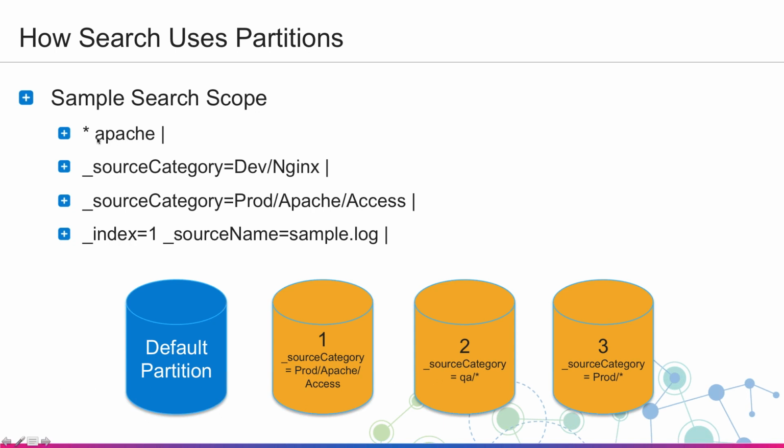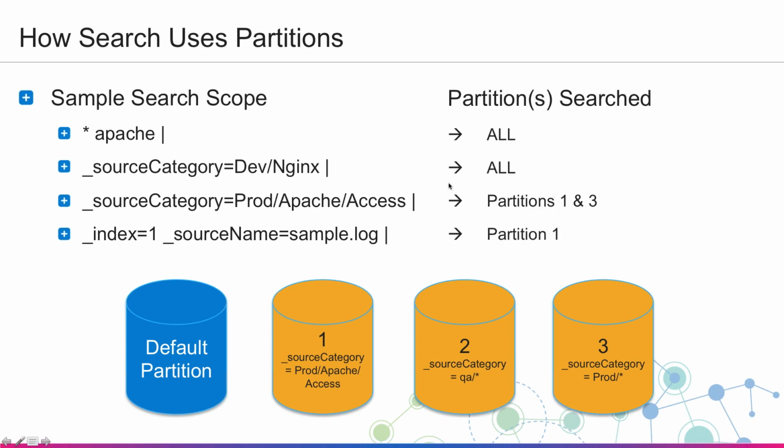If I run a search of star Apache, in which partition is the search actually going to look for data? And if I run a search for source category is equal to dev nginx, where in the environment am I going to be looking for data? Hopefully you have answers for each of these sample searches.